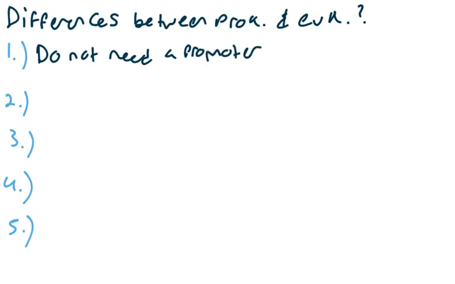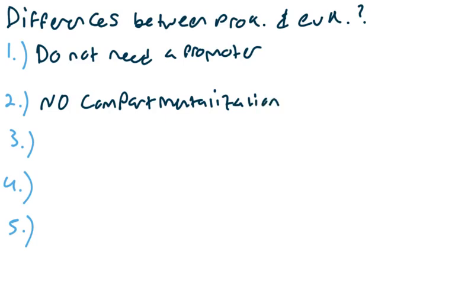Okay? Number 2 is that prokaryotes have no nuclear envelope. There's no compartmentalization of transcription and translation. In eukaryotes, we have to transcribe our DNA to RNA in the nucleus and then ship it out into the cytoplasm where it's going to get translated by the ribosome. In prokaryotes, everything happens simultaneously. So we have no compartmentalization. Essentially, prokaryotes have no nucleus, so transcription and translation can happen simultaneously.